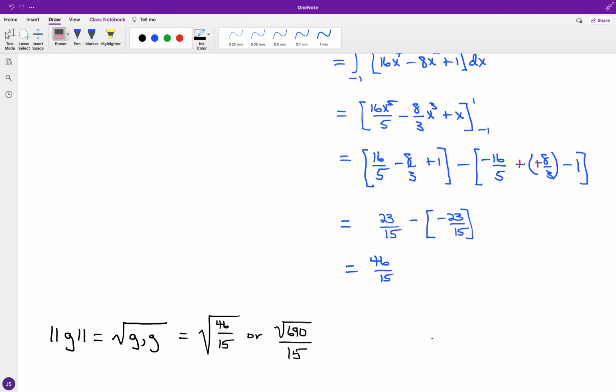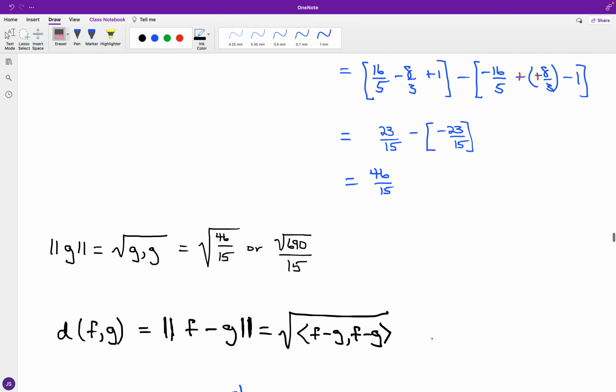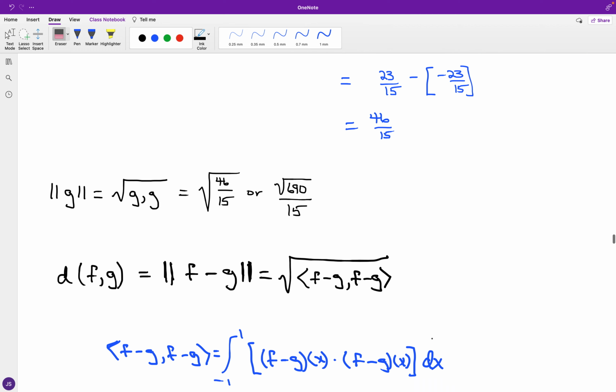All right. Now, for the distance between f and g, we're looking at the norm of f minus g.